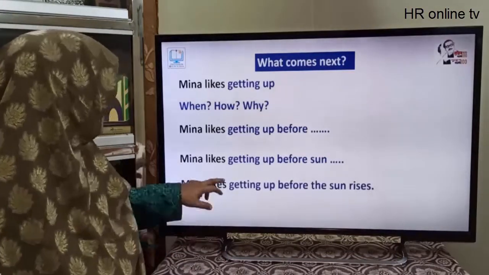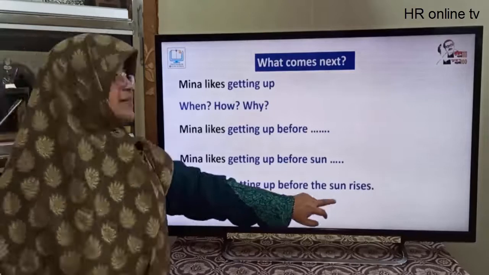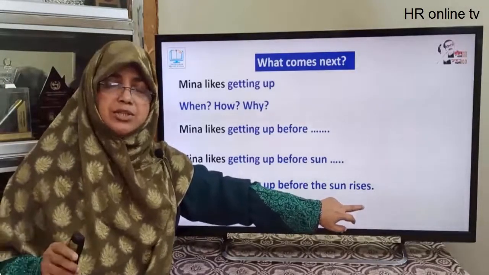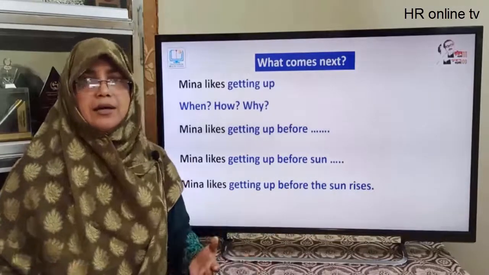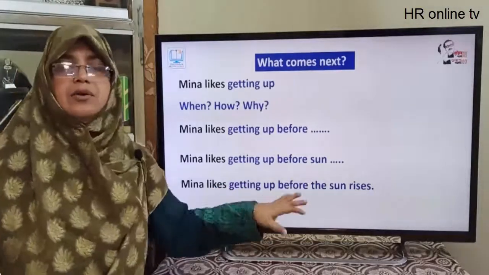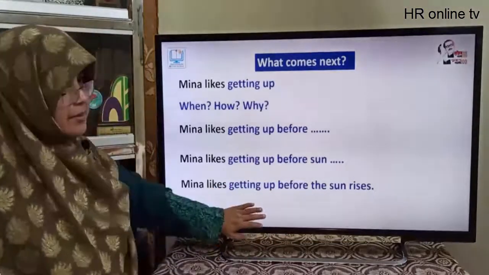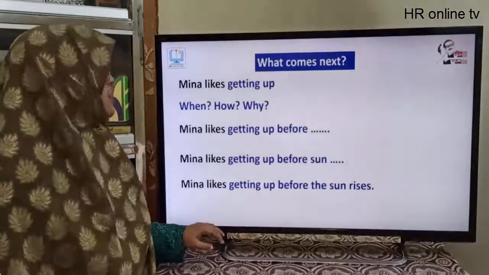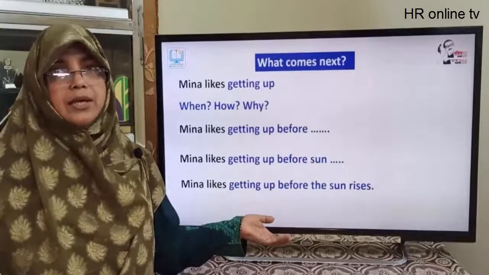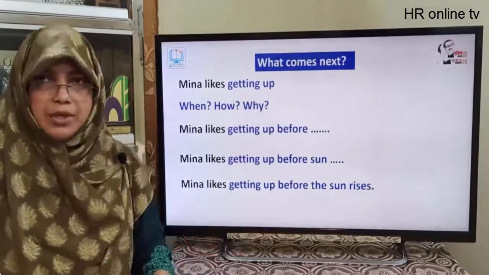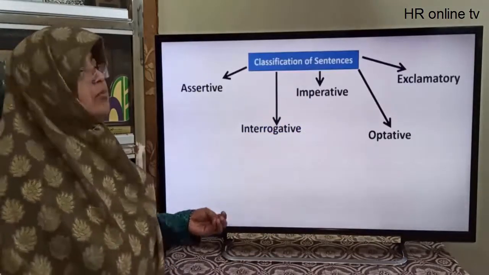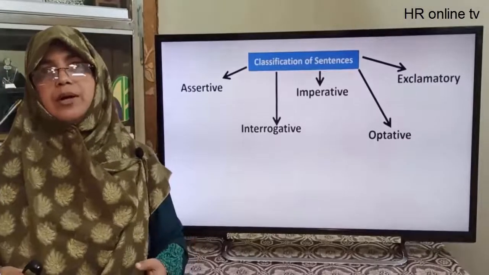Then if we write Mina likes getting up before the sun rises, it provides a specific meaning, and we learners or viewers or readers can understand what the writer says. It's okay. So if we want to write something, we have to give clear information. Okay. Then, dear learners, now you know that structure.